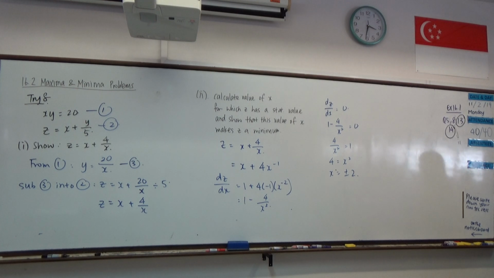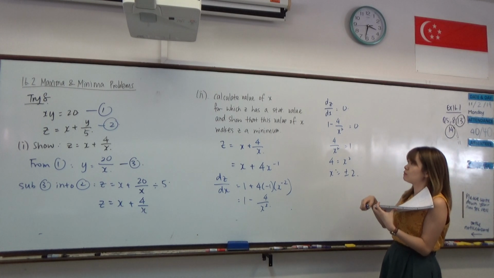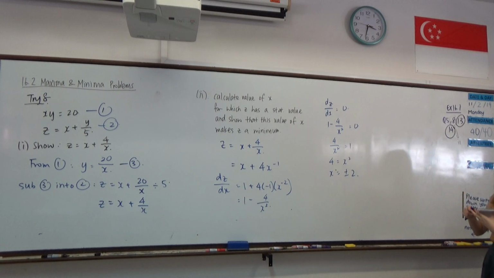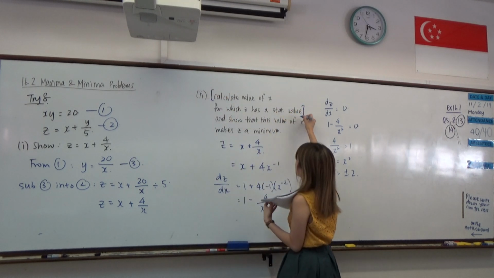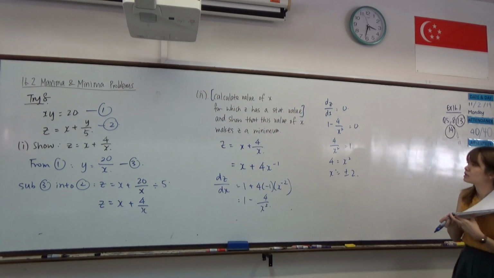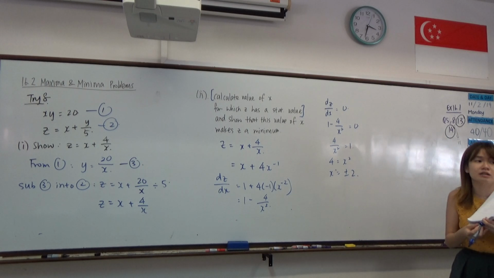Right? Then what next? Find z. Okay. So the first part of the question was to calculate the value of x for which z has a stationary value. Then after that we want to find z for what? For the coordinate? The first part of the question is this, right? Why do you need to find z? Okay. At this point, is the answer correct? x equals plus or minus 2.